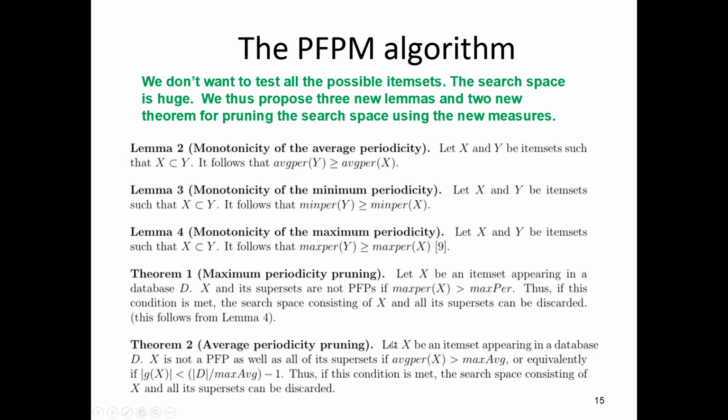If we have an item set X and the average periodicity of X is greater than the maximum, we don't need to look at all the supersets of X. So this is very useful. If you find AB, and the average periodicity is greater than the maximum threshold, you don't need to look at all the supersets of AB. You can save a lot of time to find the result.